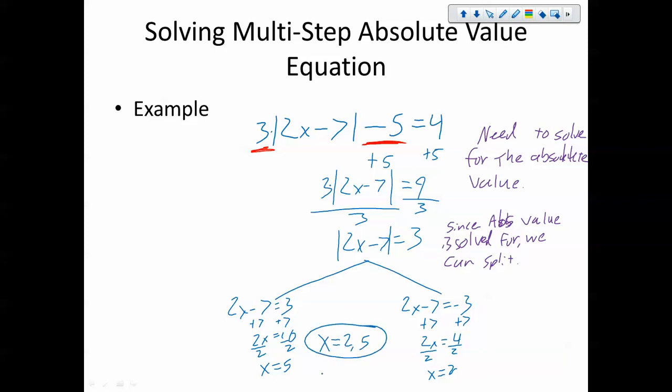Now I want to just point your attention to the fact that these are both positive numbers. That doesn't matter, right? We can still do this. Let's just check this out real quick. So let's plug in 2. 2 times 2 is 4. 4 minus 7 is negative 3. Negative 3 absolute value is positive 3.